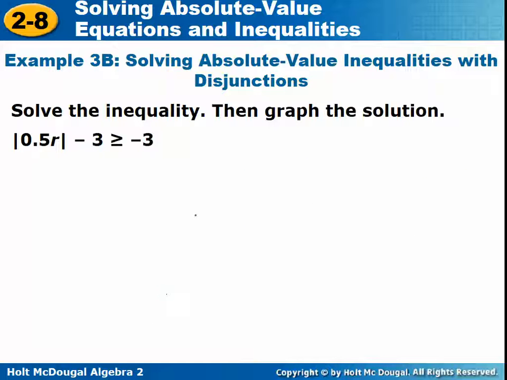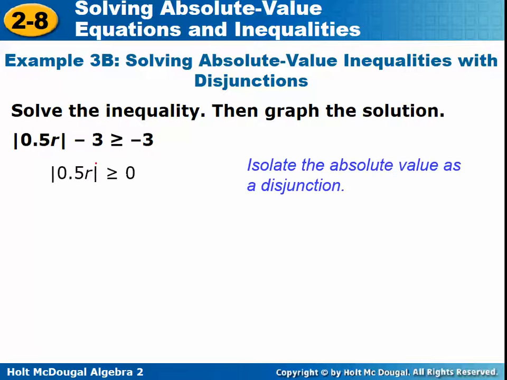This is the shortcut I was talking about. You still have to do the first step. You still have to isolate the absolute value. Still get this. But here's where I would stop, and I would say, this is a positive number because it's the absolute value of something.